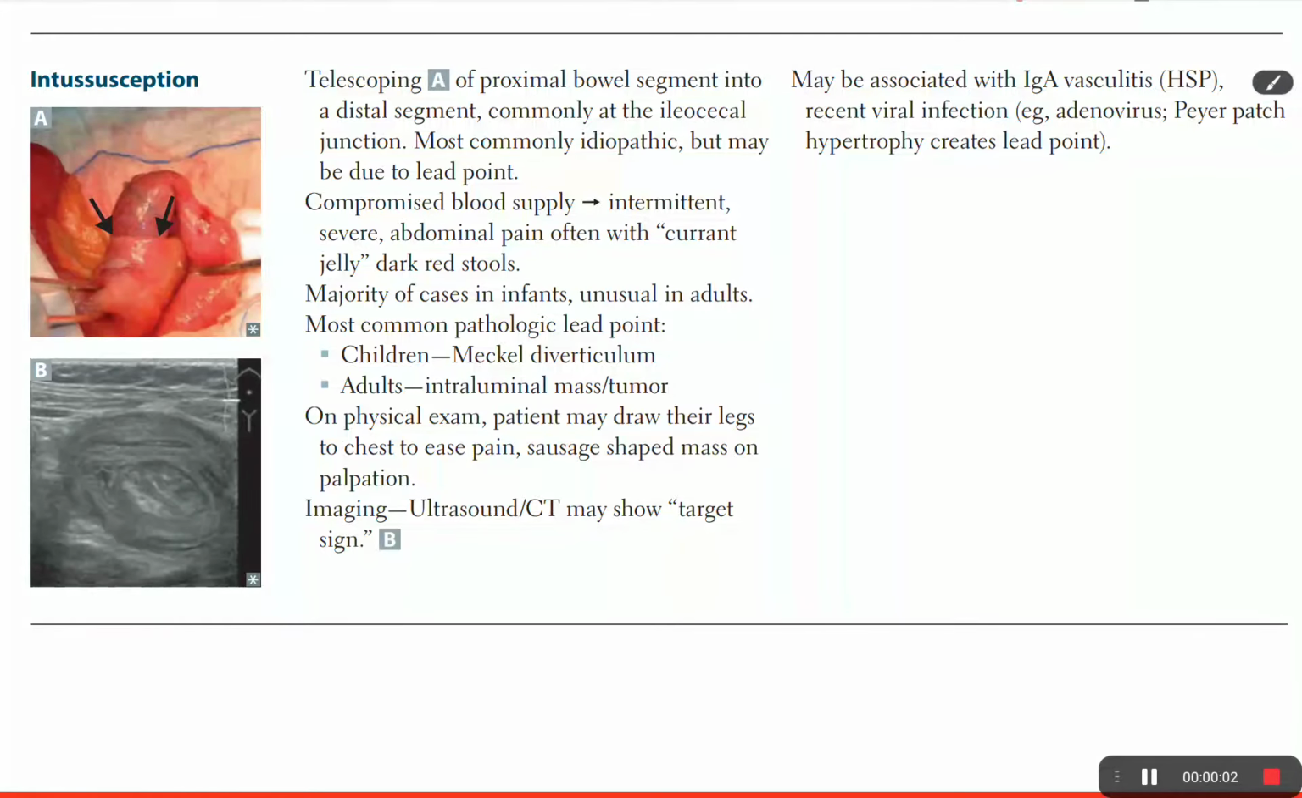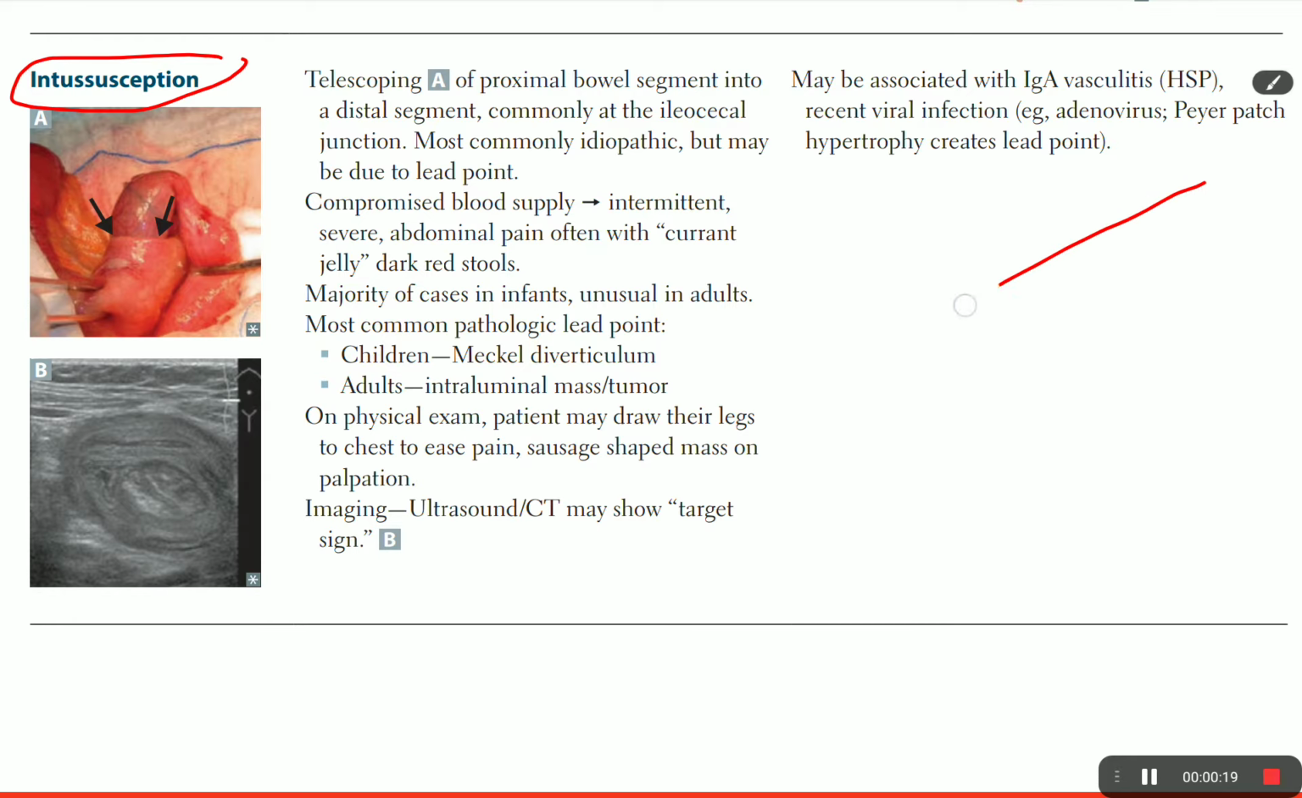Welcome back, guys. Today we're going to talk about intussusception. Intussusception means that two parts of the GIT tract get through each other. It's more common with the small intestine and large intestine.